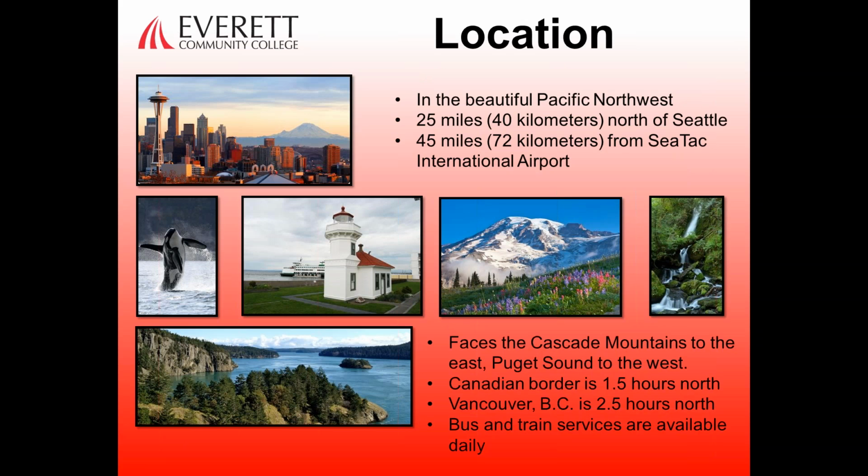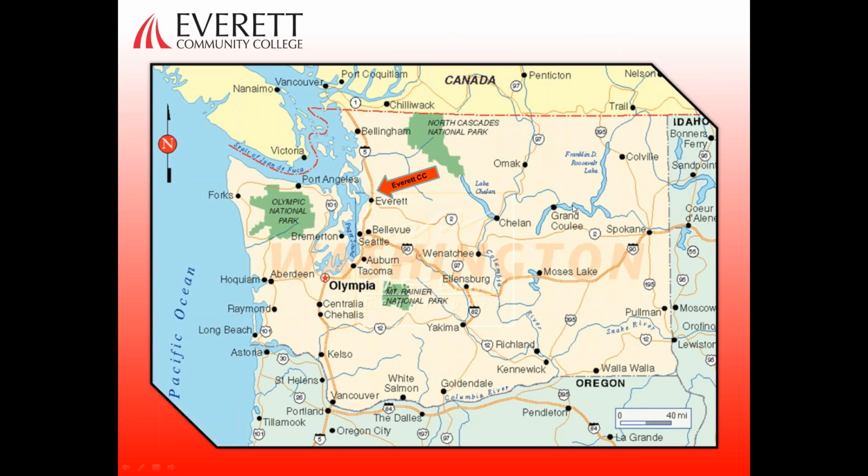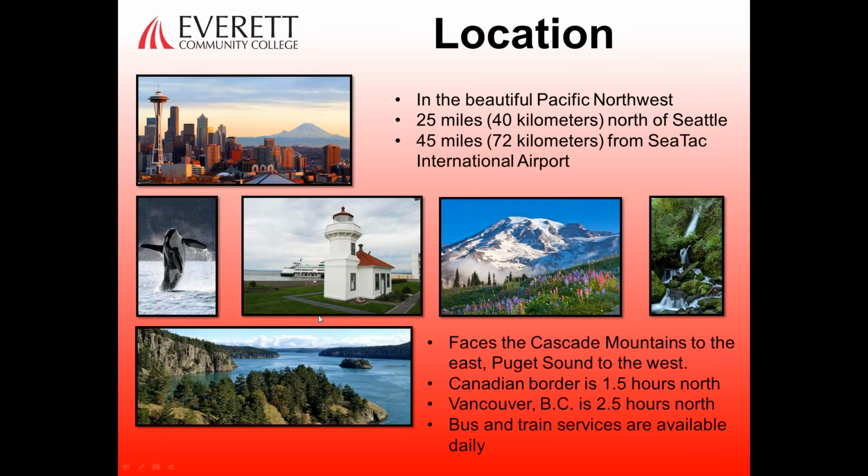So as I mentioned when we looked at the map, we are located in the beautiful Pacific Northwest, which is about 40 kilometers north of Seattle and 72 kilometers from SeaTac International Airport. We face the Cascade Mountains to the east and Puget Sound to the west, which again we saw on the map there. The Cascade Mountains divide Washington state, so they kind of go right here, down the middle of the state. And then we have another mountain range called the Olympic Mountains over here. We can actually see both of them from here.